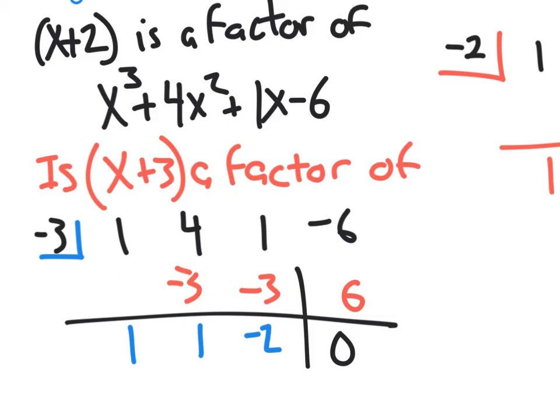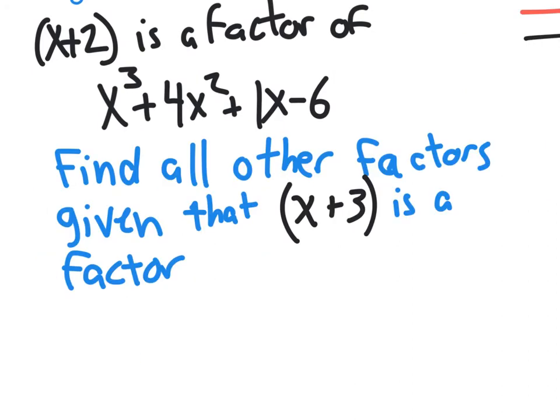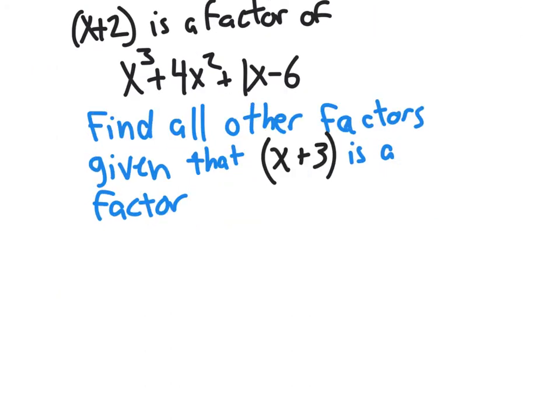Another way is, what if I said, okay, we already know for a fact that x plus 3 is a factor. So here's another type of question that you're going to see. Find all other factors, and we're still dealing with the same cubic polynomial up here. Find all other factors given that x plus 3 is a factor. So they're telling you x plus 3 is a factor. What does that mean? If you did synthetic division, your remainder is going to be what? 0. Okay, so we just said the remainder is going to be 0.